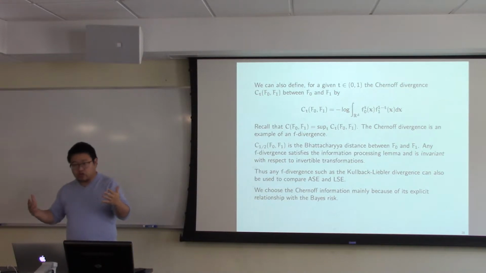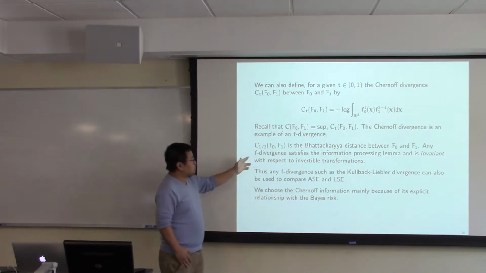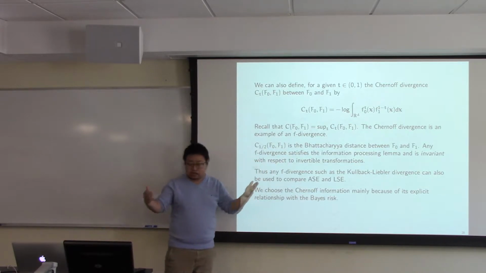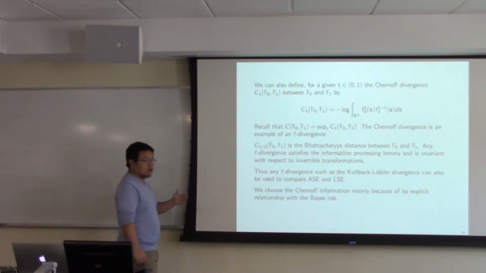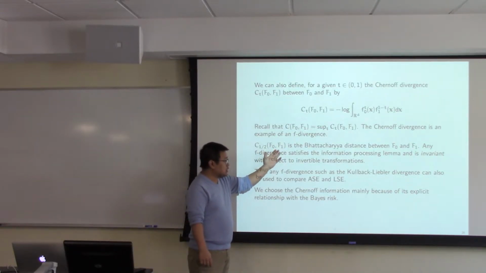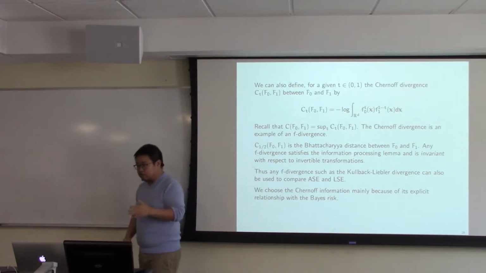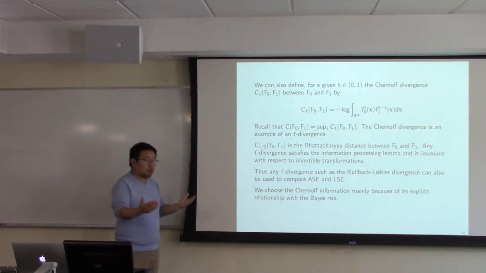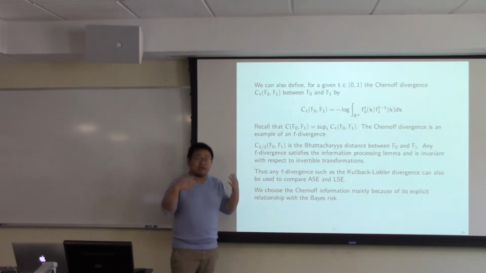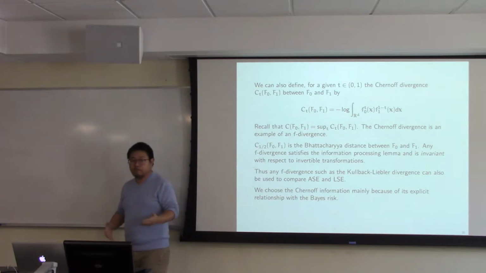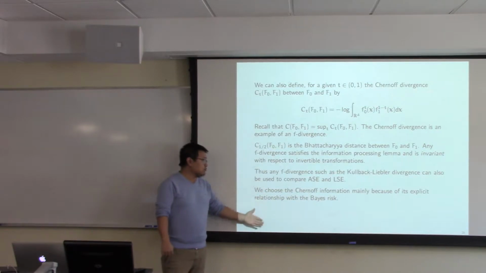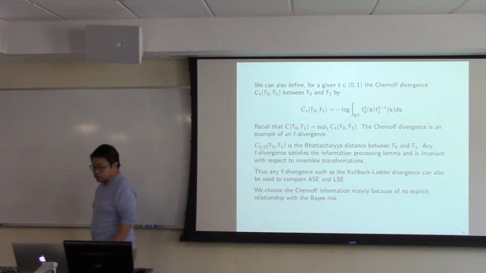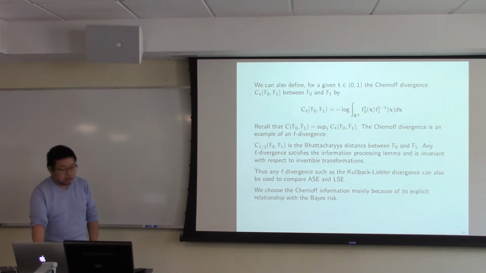you cannot increase the Chernoff information. You cannot increase the f-divergence, no matter which transformation you do. So in a sense, the f-divergence is invariant. Even after you transform, you won't get better clustering. You won't get a better lower bound on performance. Okay? So any f-divergence such as Kullback-Leibler can also be used, but we choose the Chernoff just because of the explicit relationship with the Bayes risk. But any f-divergence will be valid for comparison.